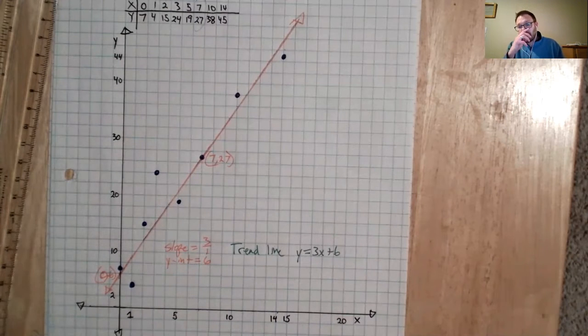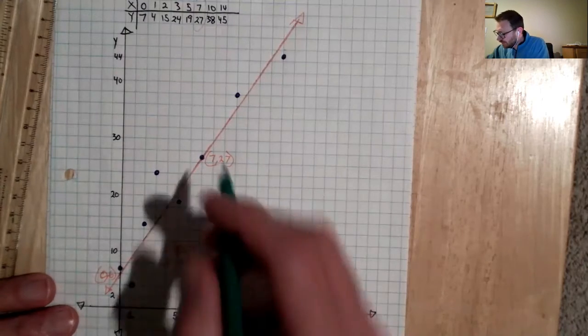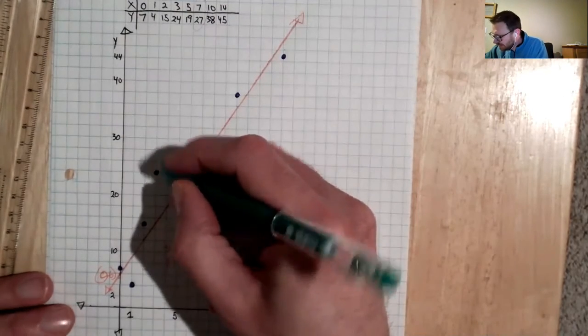Now, I can determine how strong this trend line is by looking at the residual, okay? Here's how the residual works. So hear me out. The residual is this space here.